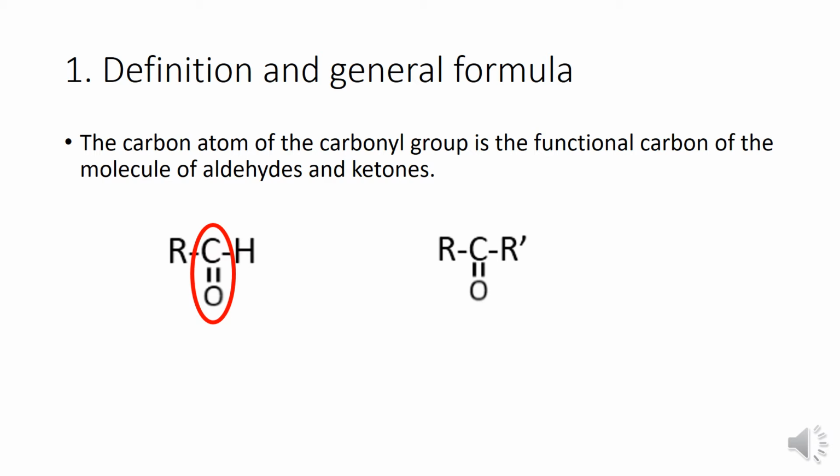And the second example is the ketone, where the carbonyl group C double bond O is connected to two alkyl radicals R and R prime, or they can be two similar R's.